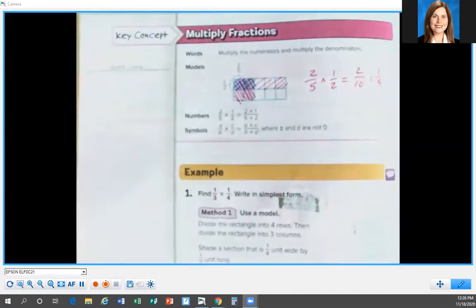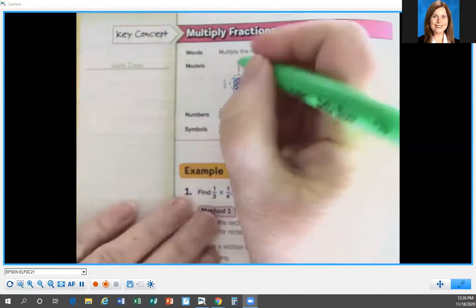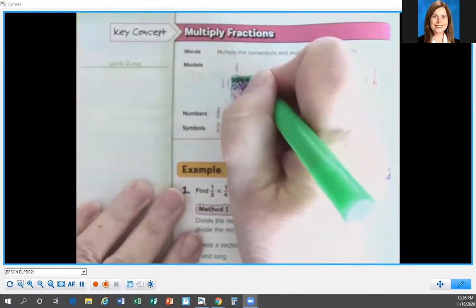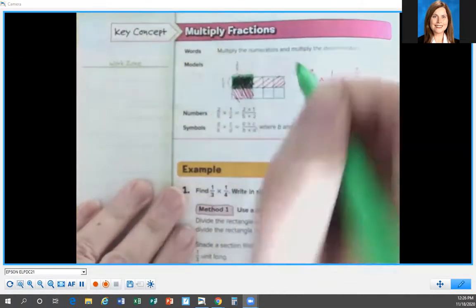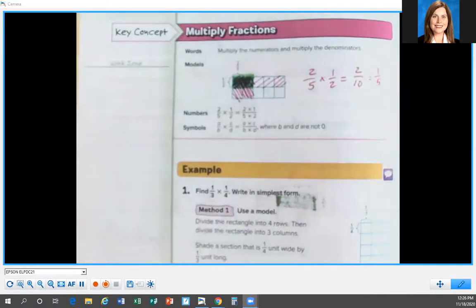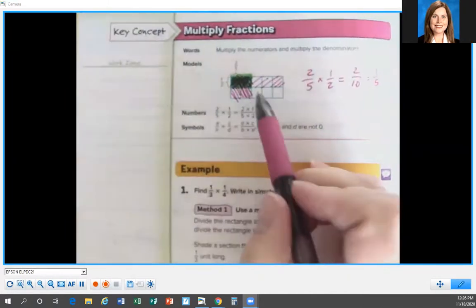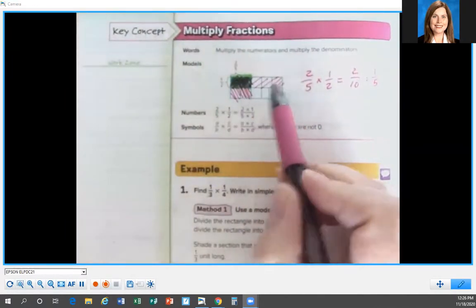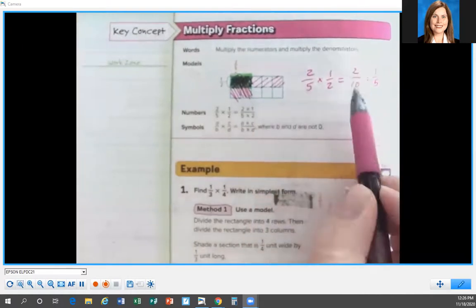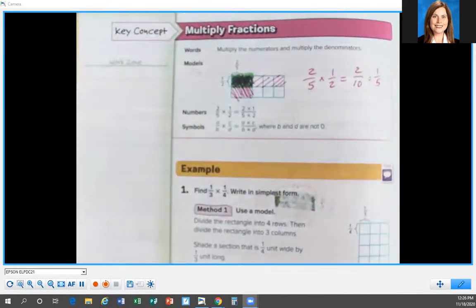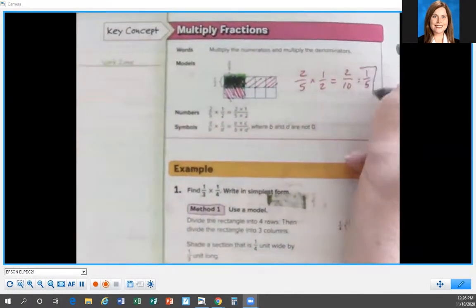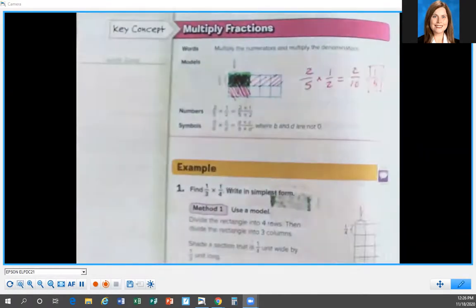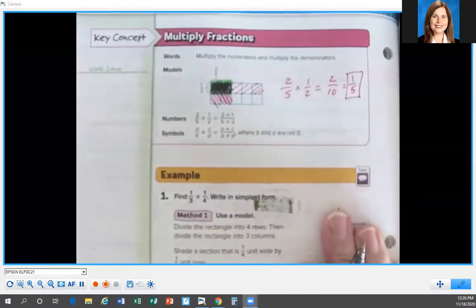And how many of my boxes, my rectangles, got shaded both times? 2 of them got shaded both times. Out of how many were there all together? 1, 2, 3, 4, 5, 6, 7, 8, 9, 10. So 2/10 of my rectangle was shaded, okay? So our simplified answer though, because we don't want to have 2/10, that's not simplified. Our simplified answer is 1/5.